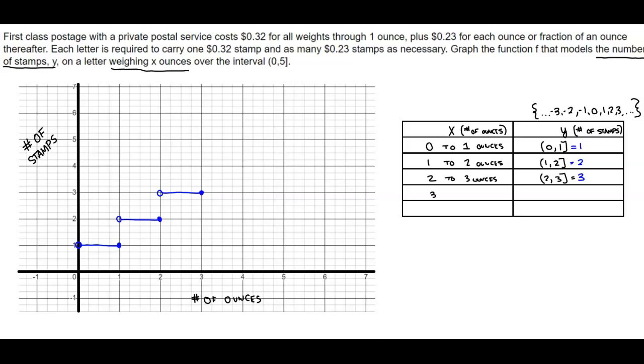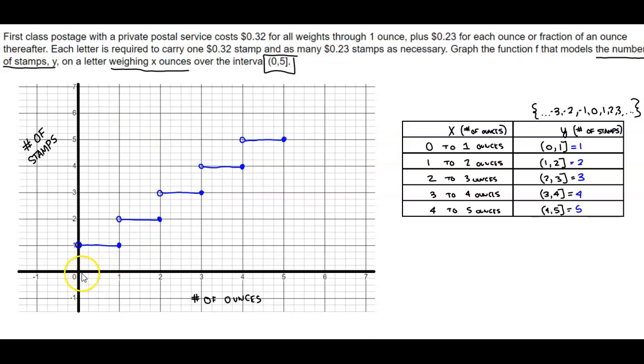We're going to go from 3 ounces to 4 ounces. Again, that's going from 3 to 4, and you're including 4, so that's going to equal 4. At 3 you have an open circle, and then it goes all the way to 4 with the closed dot. And then the last one, because the question asks for the interval from 0 to 5, is 4 to 5 ounces. That's going from 4, with a parenthesis, to 5 with a bracket, and that's going to equal 5. So you have an open circle at 4, and then a closed circle at 5. So let's review this.